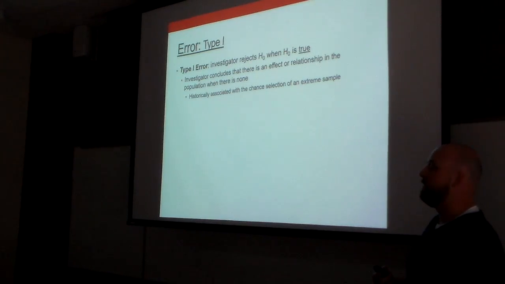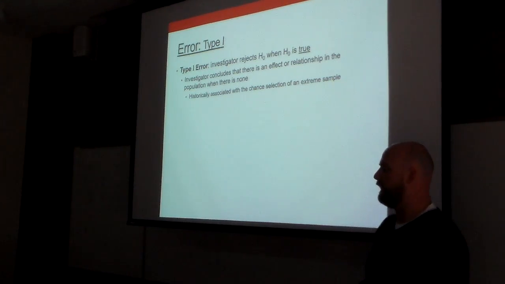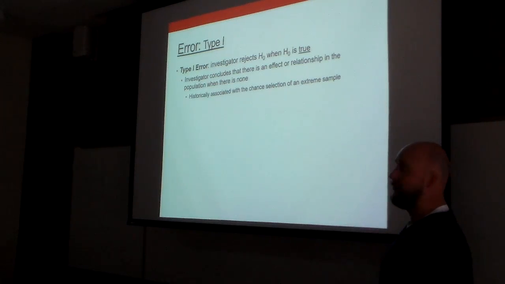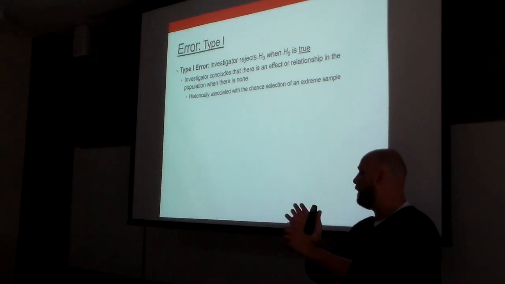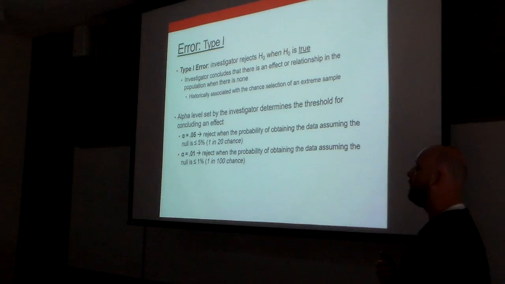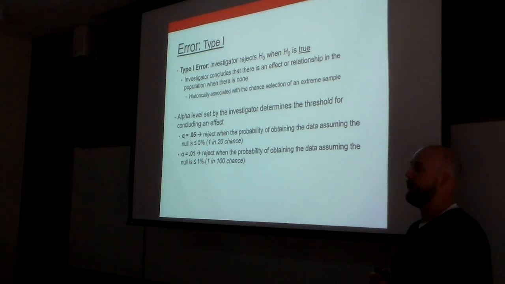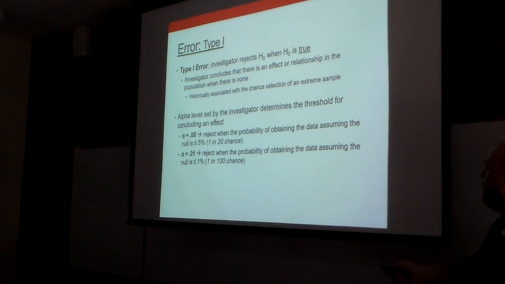Me getting a sample that just happens to be way out on the margins, but if we were to do this again and again and again, we're claiming an effect even though in actuality there's no difference between our population estimate and the value under the null. To try and manage this type 1 error, alpha equals 0.05. We're basically saying a 1 in 20 chance of claiming an effect when there is no effect to be had. Okay. Alpha 0.01, rejecting when the probability of obtaining the data assuming the null is less than 1%, a 1 in 100 chance. Right?